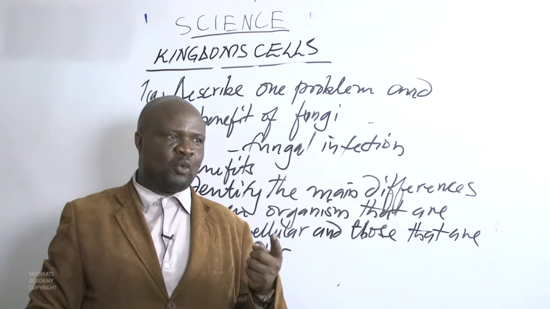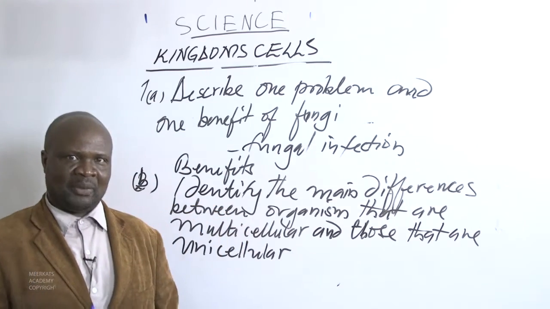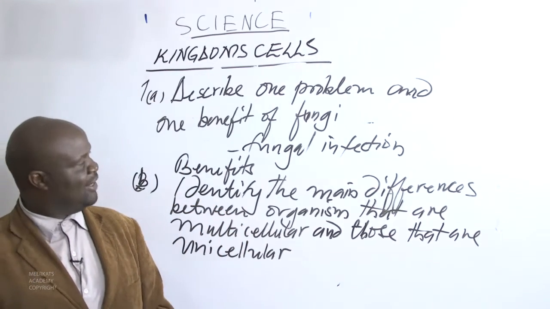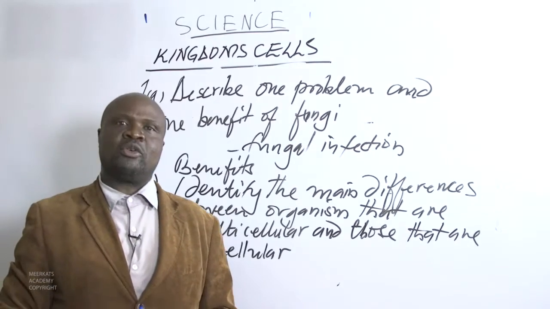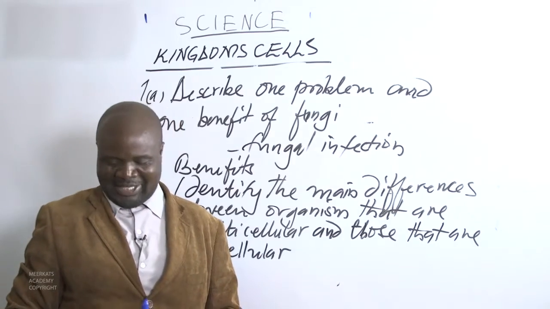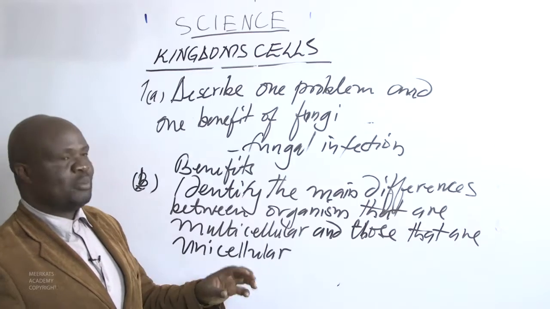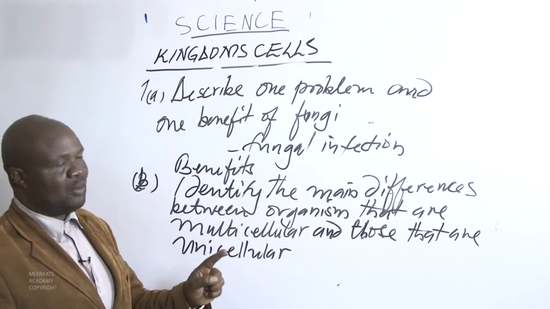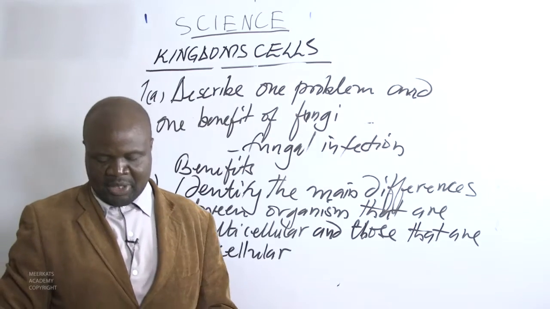They are made up of only one cell, and that one cell entirely makes up the whole body. Then another notable difference is that you cannot see unicellular organisms with naked eyes. You require a microscope to be able to observe organisms that are made up of only one cell, the unicellular organisms.